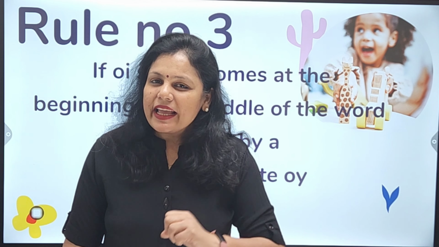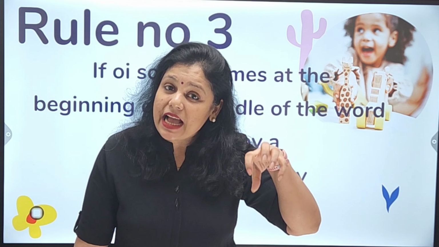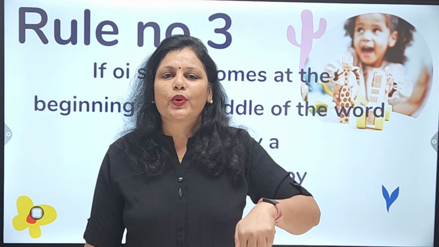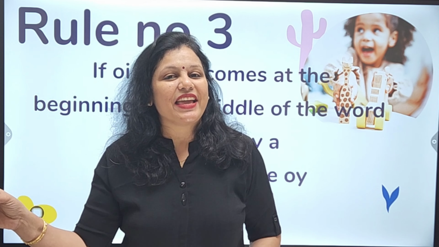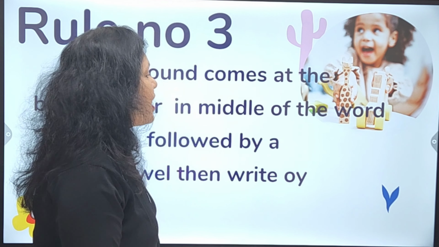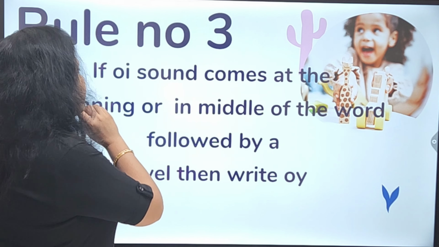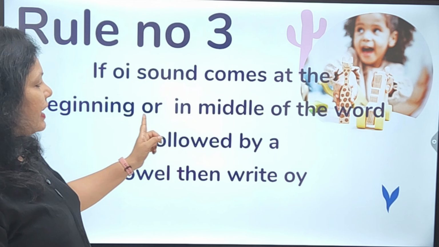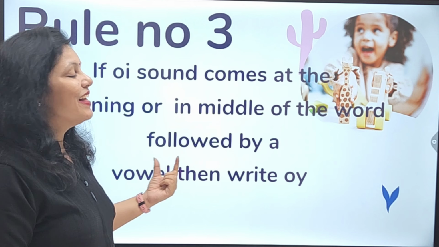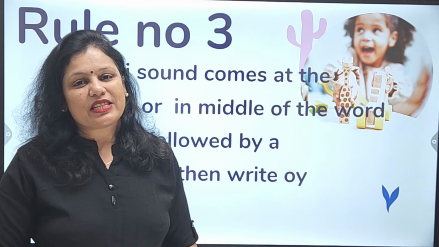What if this oi sound is followed by a vowel sound? It is coming in between, but after the oi sound, there is one vowel. Then in that case, in between, you will write oy. Means oy not only comes at the end, but it may come in the middle of the word, provided there is one condition. And the condition says that if the oi sound comes at the beginning or in the middle of the word, but it is followed by a vowel, then in that case you may write it with oy.